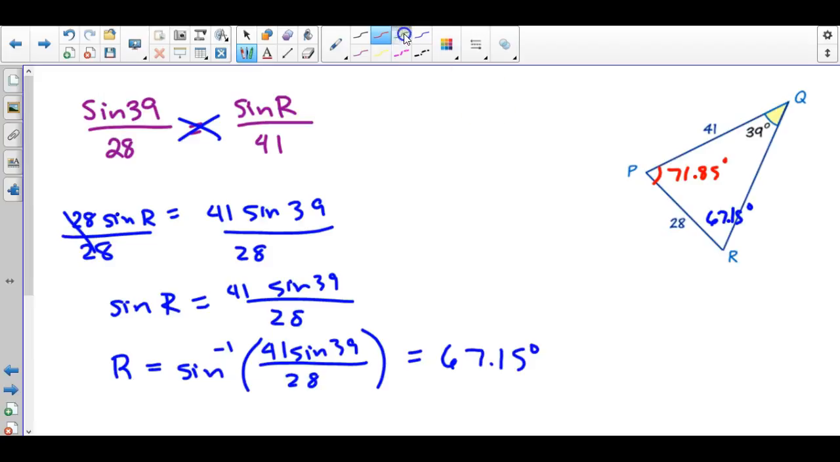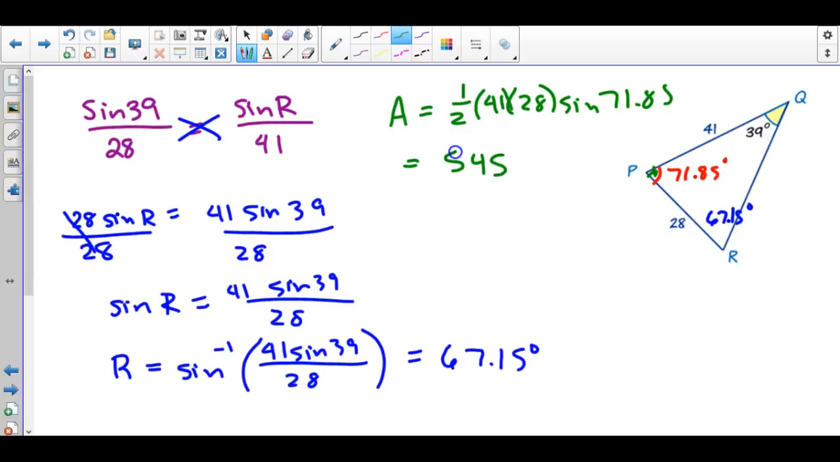Now that I have my included angle between my two known sides, I can use my area formula, which says I'm going to do 1/2 times 41 times 28 times the sine of the angle between them, which is 71.85, and I'm getting an area of 545.44. And it looks like that is unitless, so whatever square units that would be then.